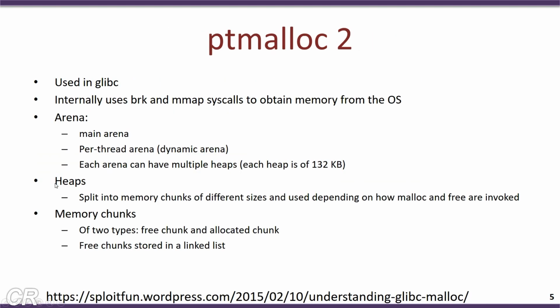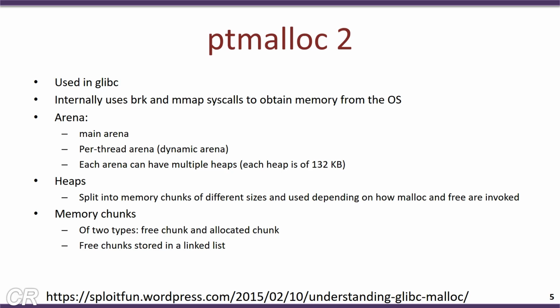Next, we will talk about heaps, which are present in an arena. The memory within a heap is split into memory chunks of different sizes, and these chunks are actually used when we invoke malloc and free. So the chunks are of two types. One is known as the allocated chunk and the other one is known as the free chunk. Now the free chunk is actually stored in a linked list.